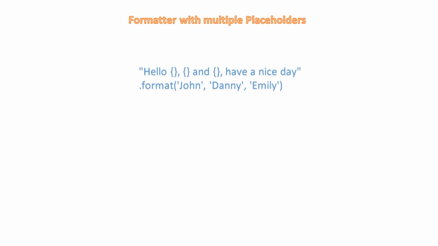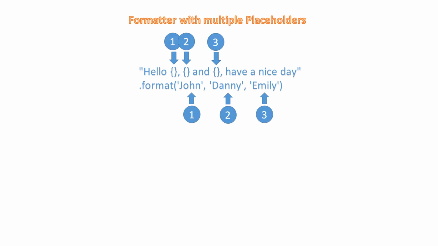Formatter with multiple placeholders. Multiple pairs of curly braces can be used while formatting the string. For example, in this string there are 3 placeholders and for each placeholder a value is passed. The placeholders are replaced in the same order by the values and the output will be "Hello John, Danny and Emily. Have a nice day." The number of values passed must be greater than or equal to the number of placeholders, else it will throw an error.